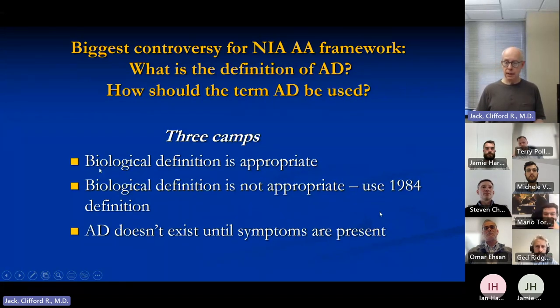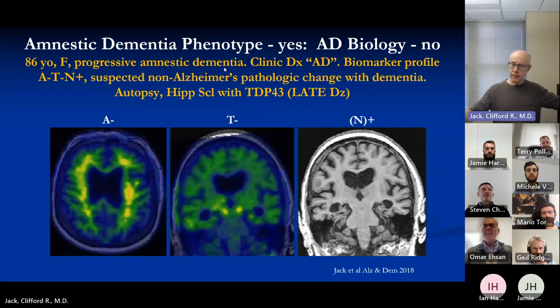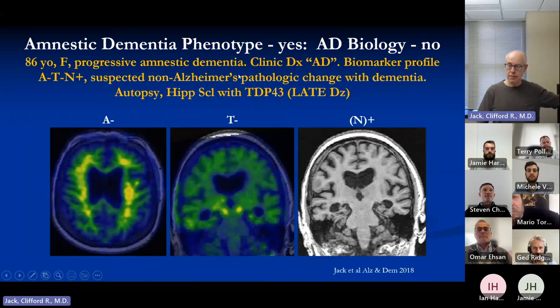So what is the problem with this first camp? And obviously I'm defending this camp right here, a biological definition. What is the problem with using the term Alzheimer's disease to mean all-cause dementia in older people? At the individual person level, here's an illustration of the problem. This is an 86-year-old woman who presented with a progressive amnestic dementia to the Mayo Clinic. Classic sort of probable Alzheimer's disease clinical phenotypic presentation.